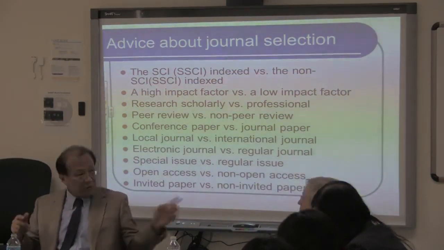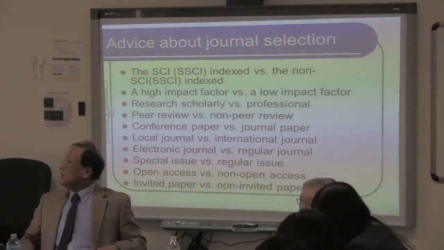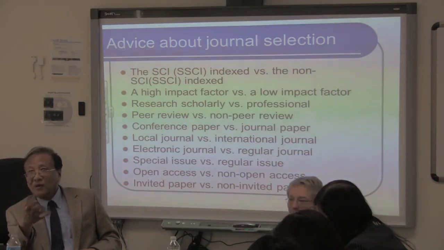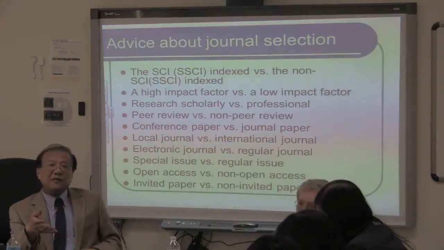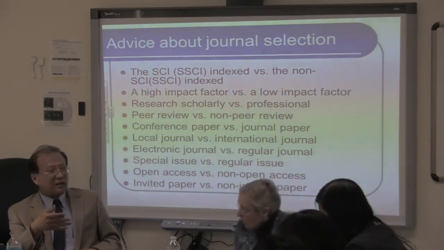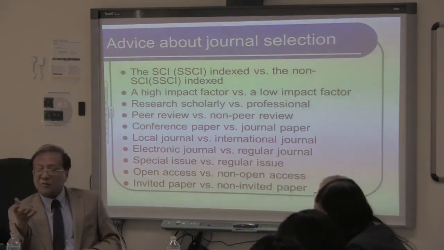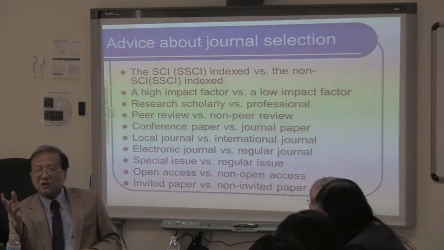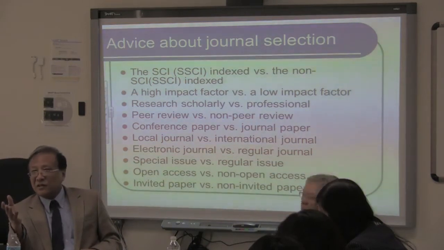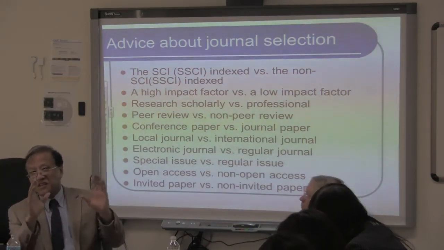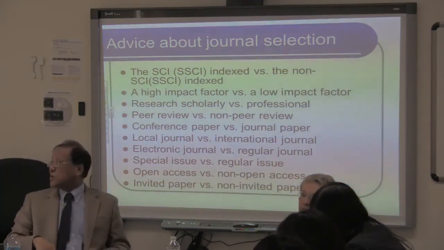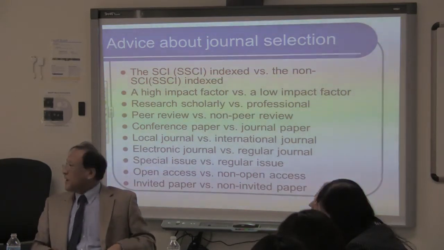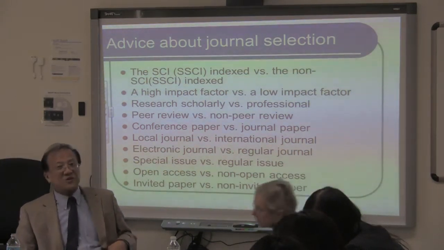Conference papers versus journal papers, and local journals versus international journals. That's very important. Even if there are English journals, sometimes they're local. For instance, there are Spanish, Brazilian, Australian, Chinese, and Japanese ones. There are a lot of local journals, and some local journals are even in English, so you have to pay attention. There's a difference between an international journal and a local journal, and between an electronic journal and a regular journal. This is another thing, and especially there's open access.